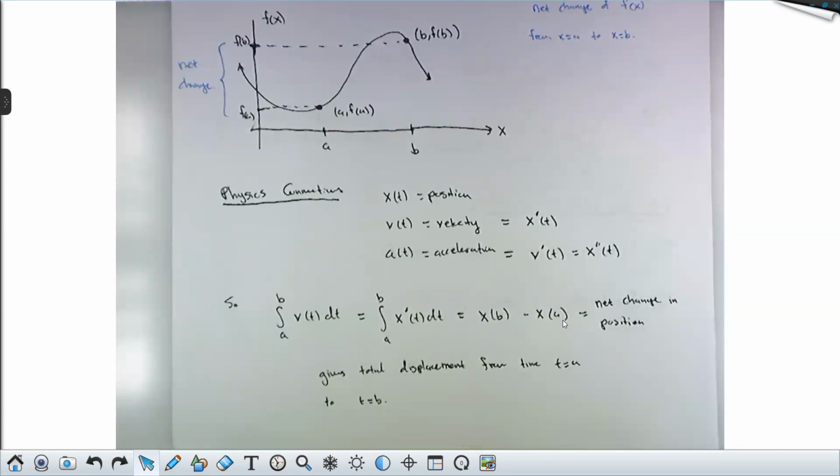So there's nothing special here. If you integrate velocity, you get distance. The catch is if your velocity is sometimes negative, the thing you're going to get out isn't necessarily the distance traveled, it's the displacement. So I want to make clear the differences between these things.